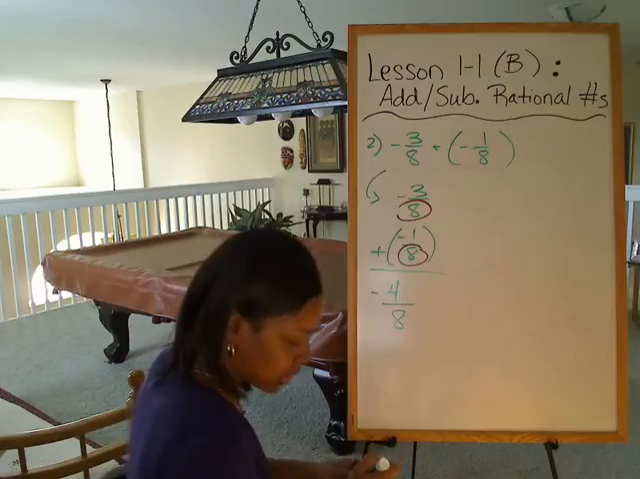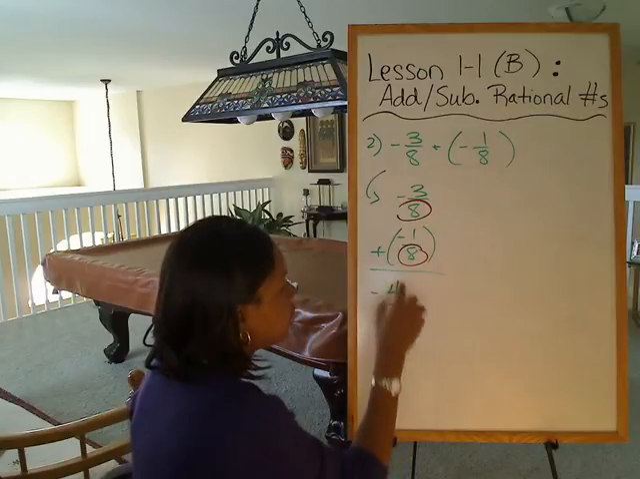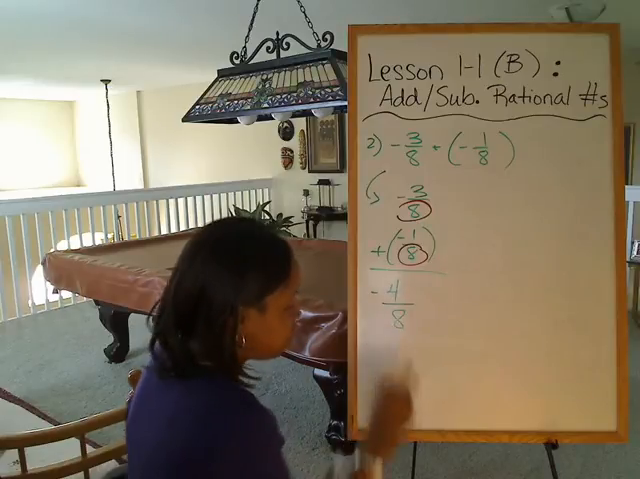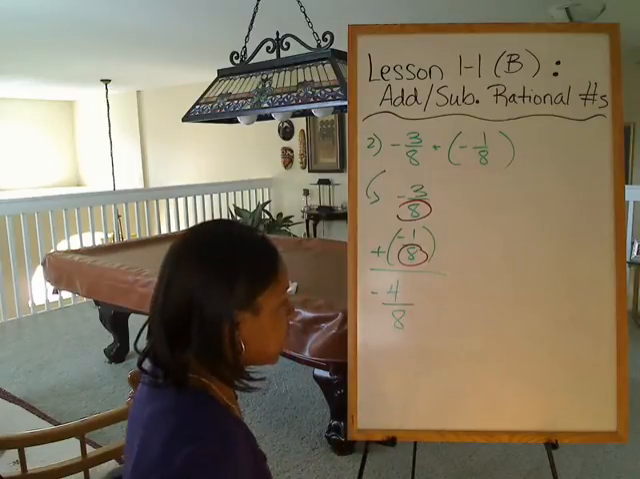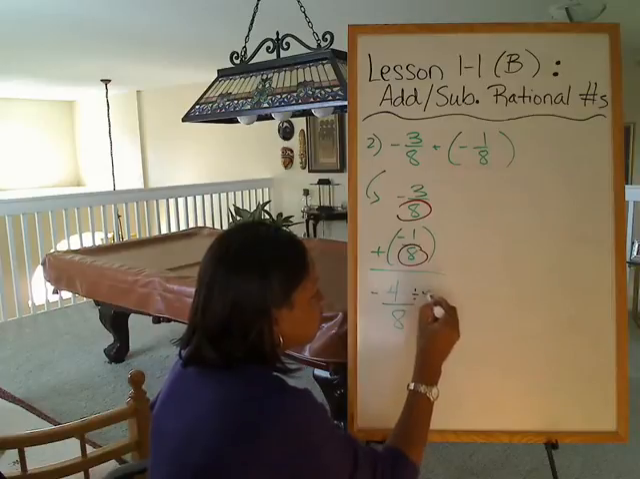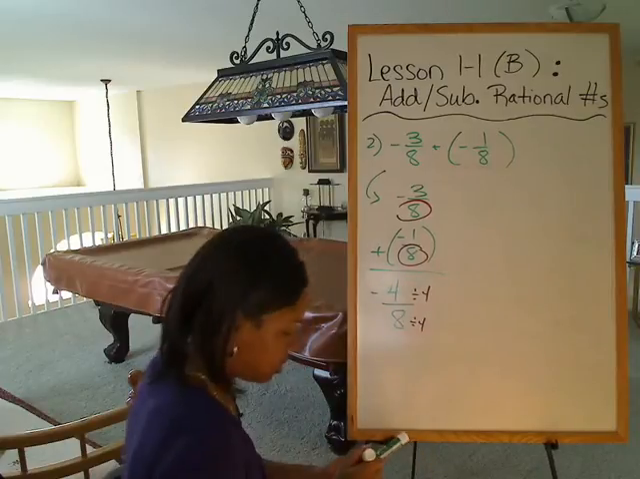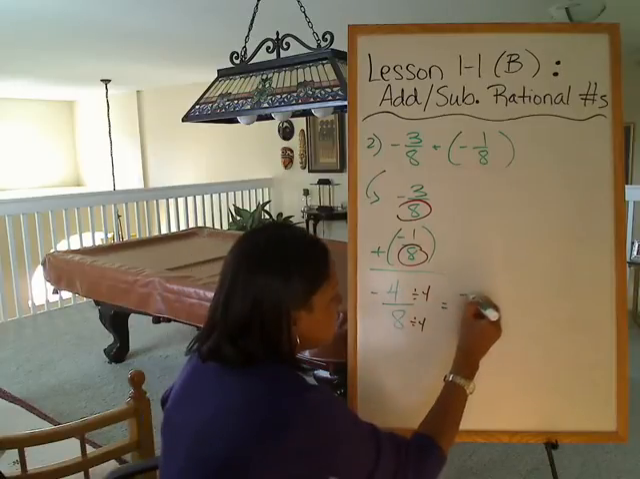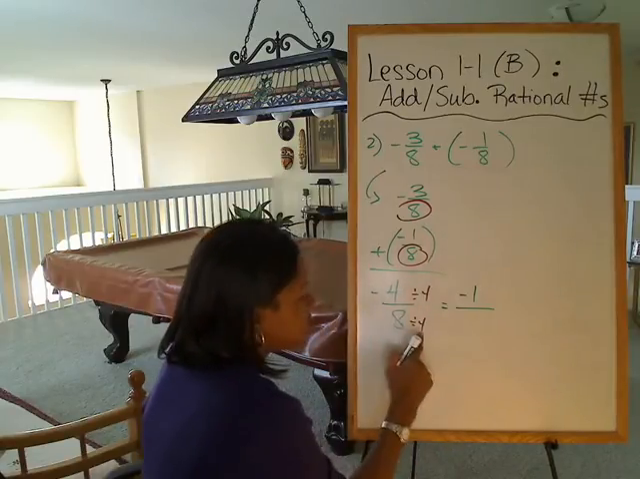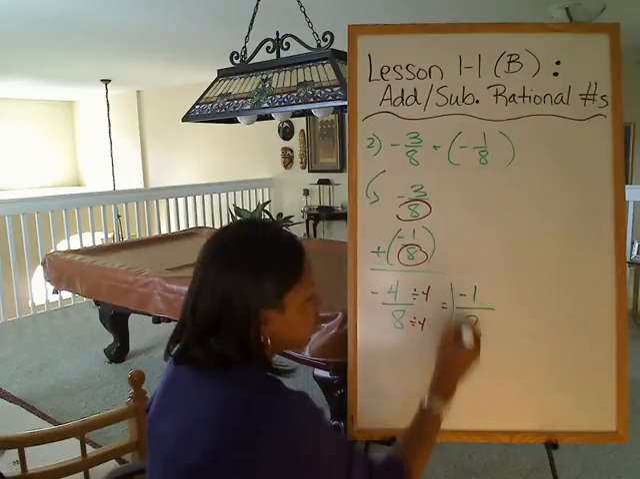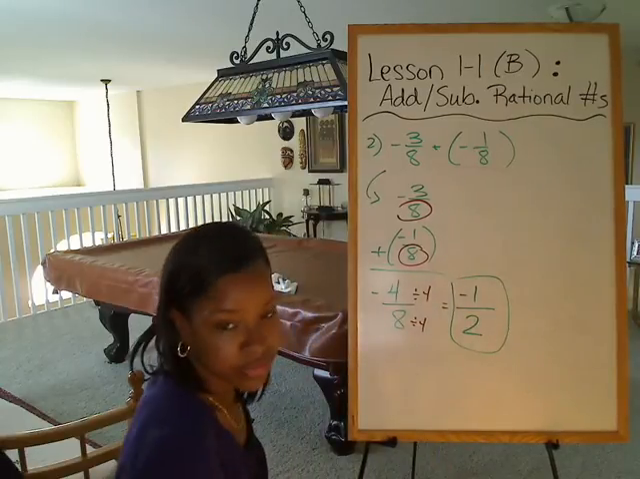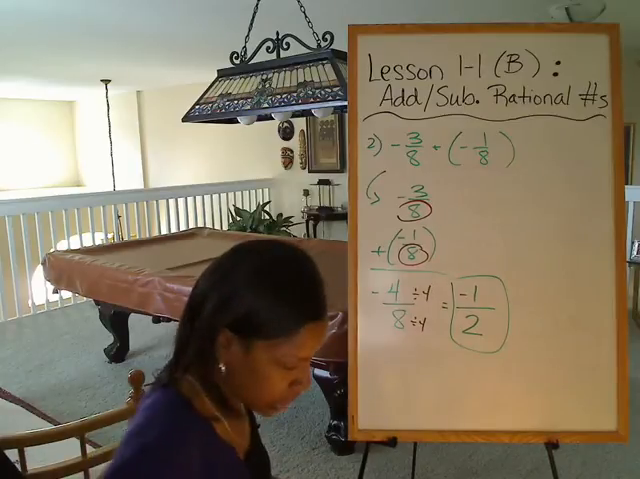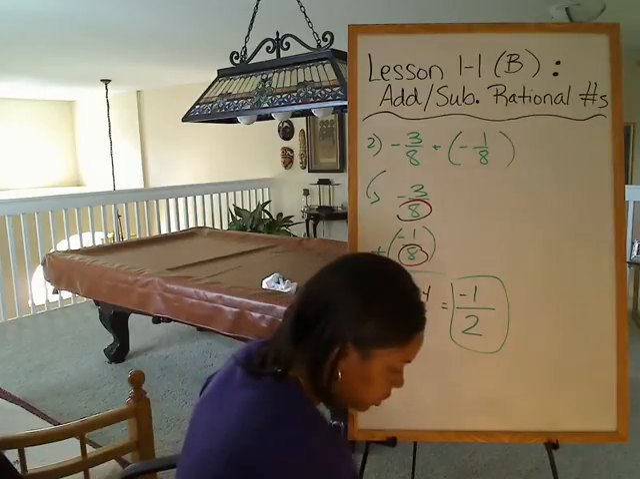Then third step, you put your result, which is negative 4, over the denominator, and then you simplify as the last step. And we can divide by 4, and you get negative 4 divided by 4 is negative 1. 8 divided by 4 is 2. So that's your final answer, negative 1/2. Okay, I have time for one more.